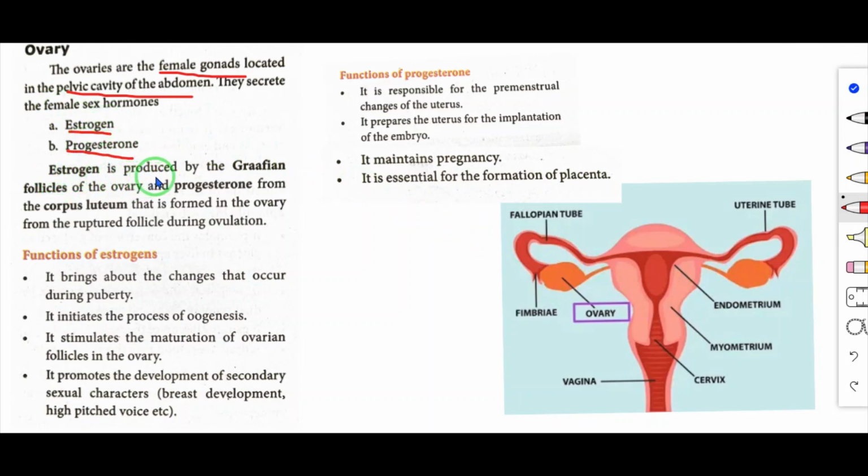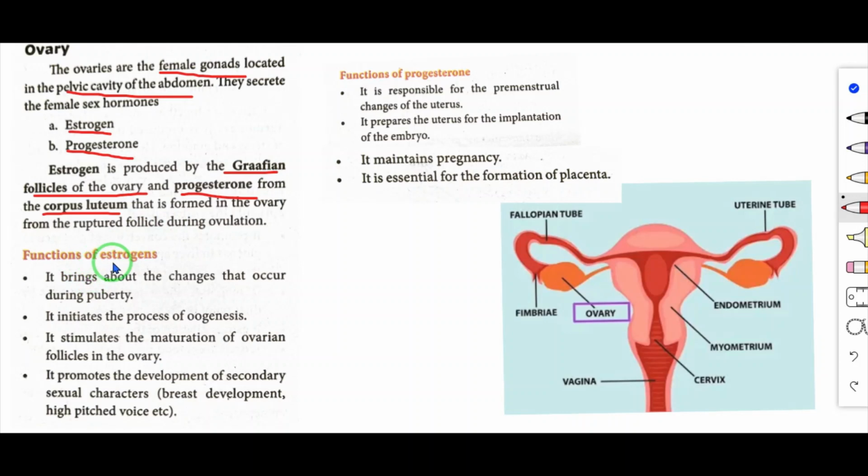Estrogen is produced by the Graafian follicles of the ovary, and progesterone from the corpus luteum, which is formed in the ovary from the ruptured follicle during ovulation. So these two hormones come from different places. During ovulation, it can secrete.